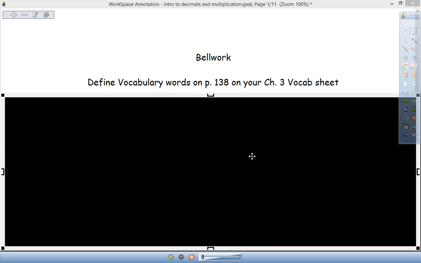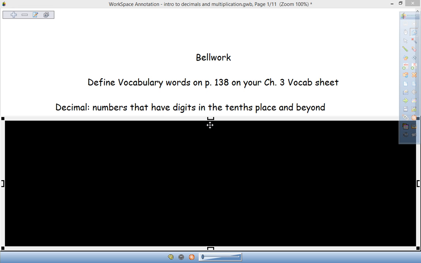Okay guys, by now you've been working on your bell work, the vocabulary for Chapter 3 on page 138. So let's go ahead and go over those words. The first one that you had was decimal. And decimals are numbers that have digits in the tens place and beyond.